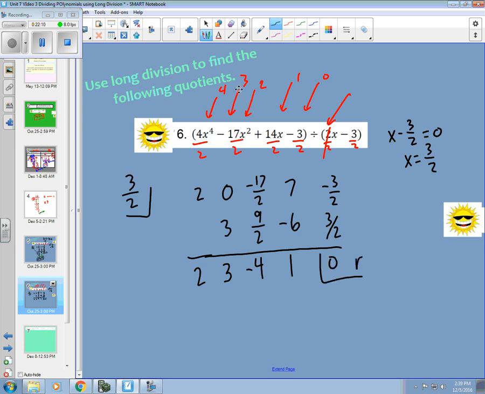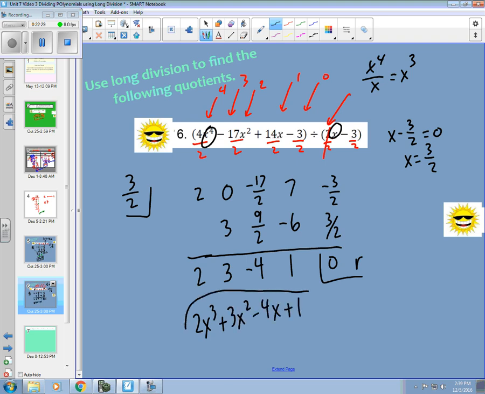So answer here, now you've got to plug the x's back in. We were doing x to the 4th divided by an x. X to the 4th over x is x cubed, which should be our biggest one. So we want 2x cubed plus 3x squared minus 4x plus 1 as the answer. So hopefully you ended up getting the same thing.